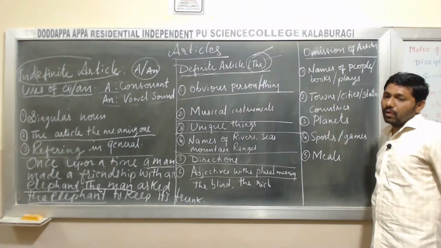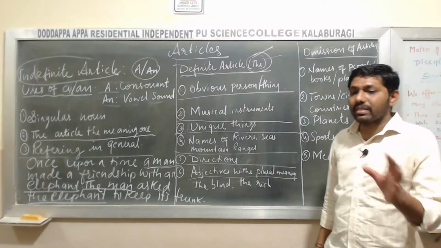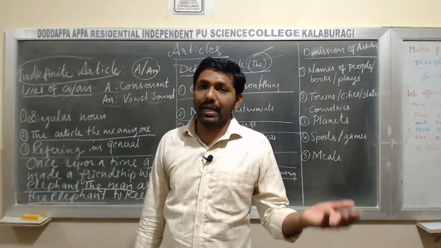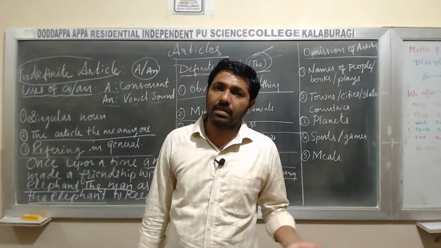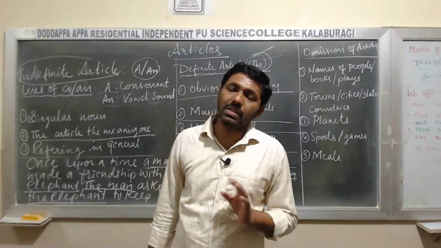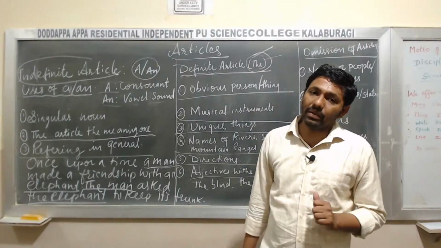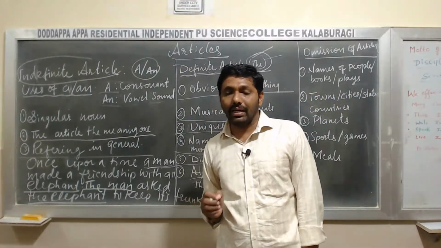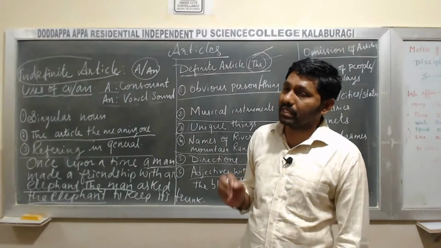Now, the second important point: towns, cities, states, and countries. There are some exceptions. You can use the with abbreviations like the UK, the United Kingdom, the UAE, the United Arab Emirates, the USA, the USSR. But with the names of countries like India, Pakistan, Sri Lanka, we should avoid using articles. When you are referring to a citizen of that country, we can use the Indian, the Pakistani. But we should not use it with the names of the country.